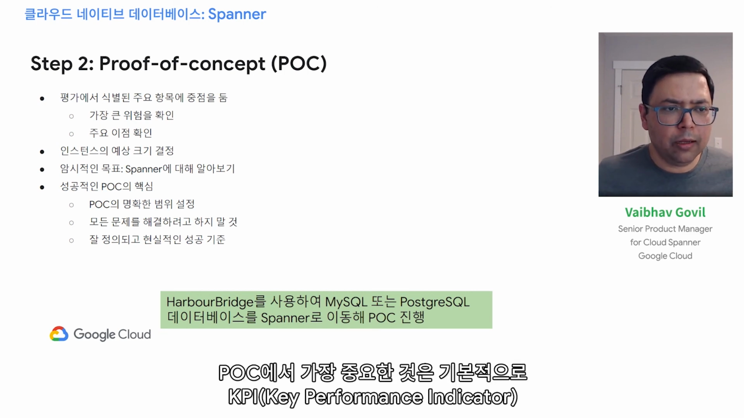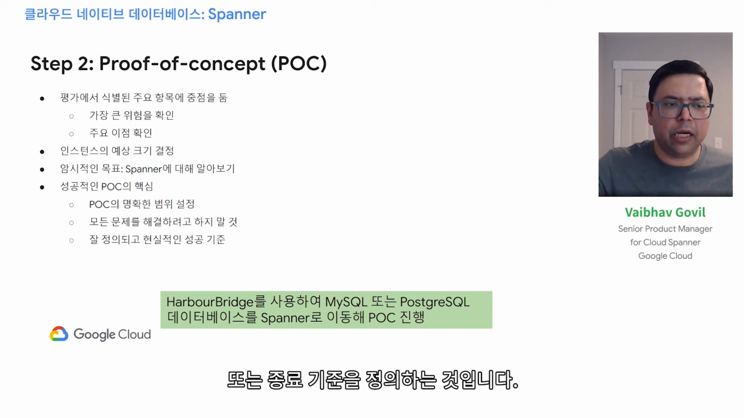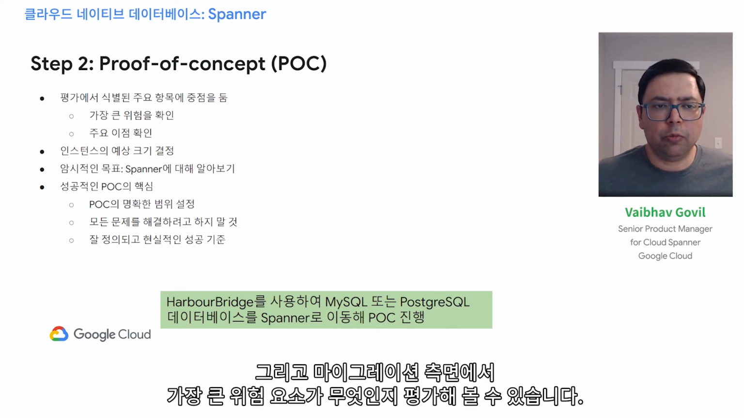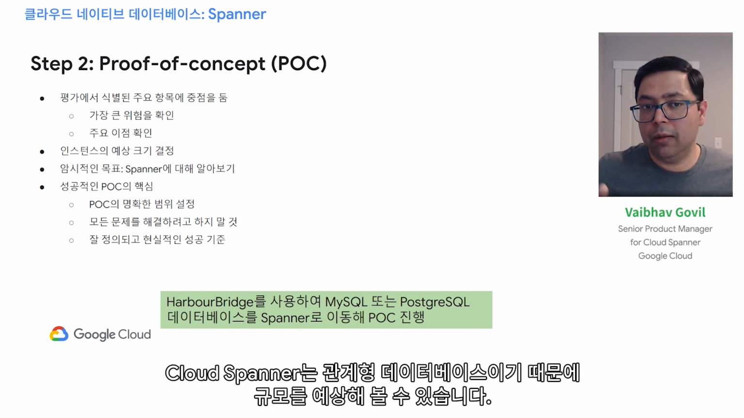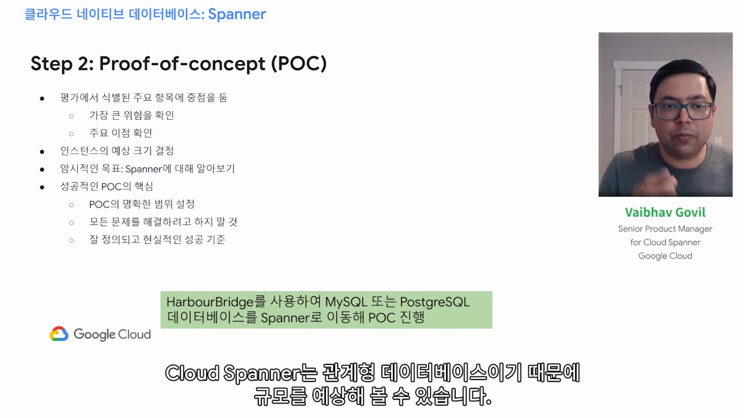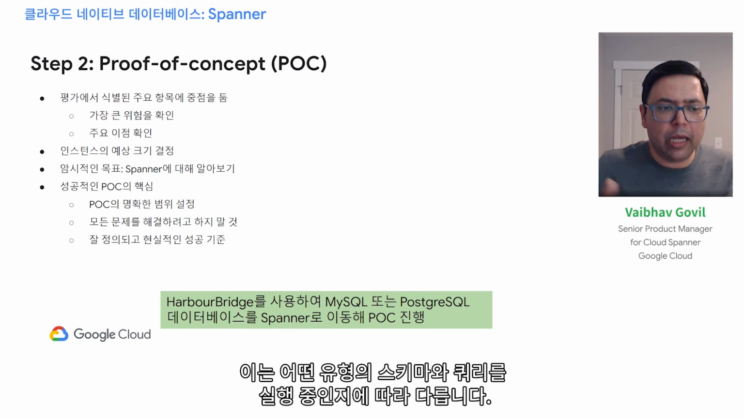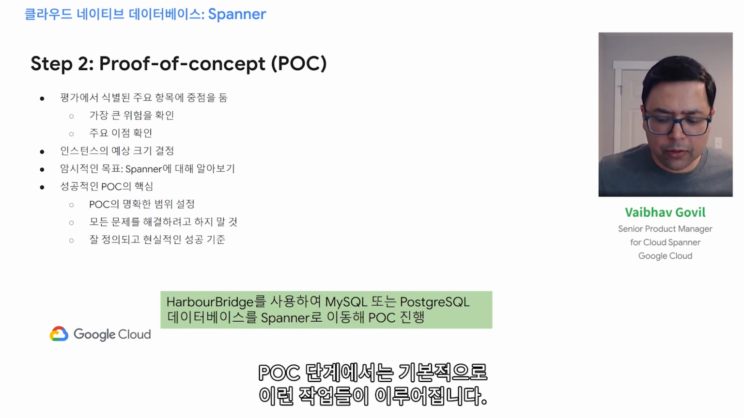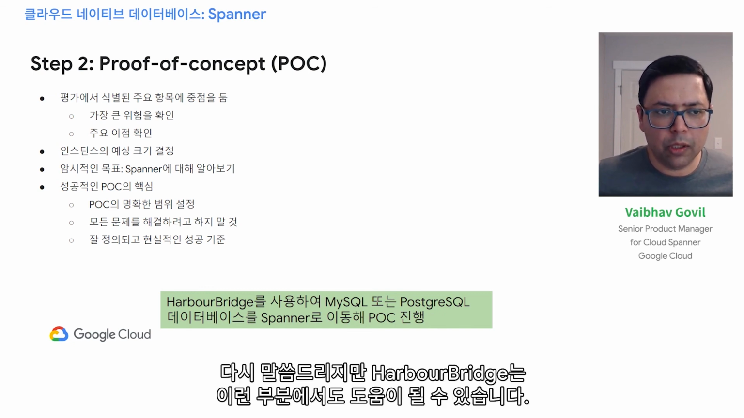The most important thing for the proof of concept is to have the key performance indicators or the exit criteria for the POC defined. Then you will scope out what your biggest risks are in this migration. You will be able to do your sizing estimate, because Spanner is a relational database. What you will be able to achieve depends on what kind of schema and queries you are running. So that's basically the proof of concept phase. Again, HarborBridge can help you over there as well.